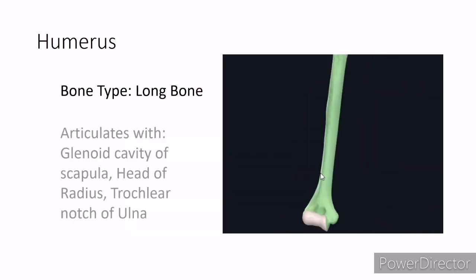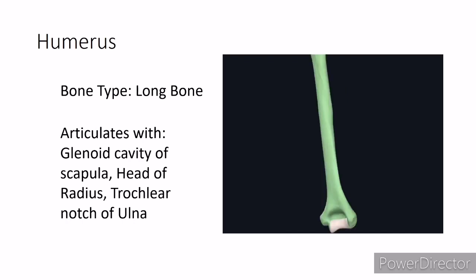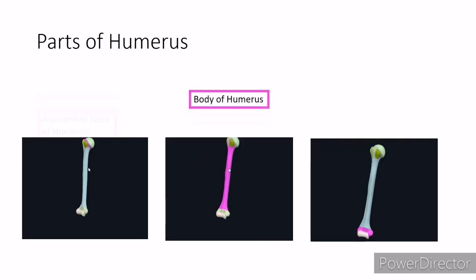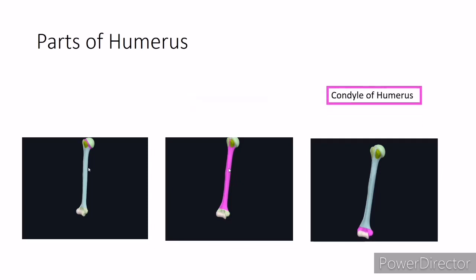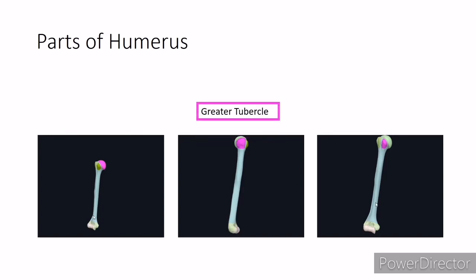It is a long bone that articulates with the glenoid cavity of the scapula, head of the radius, and trochlear notch of the ulna. It is composed of the anatomical neck of the humerus, body of the humerus, condyle of the humerus, head of the humerus, greater tubercle, and lastly, the lesser tubercle.